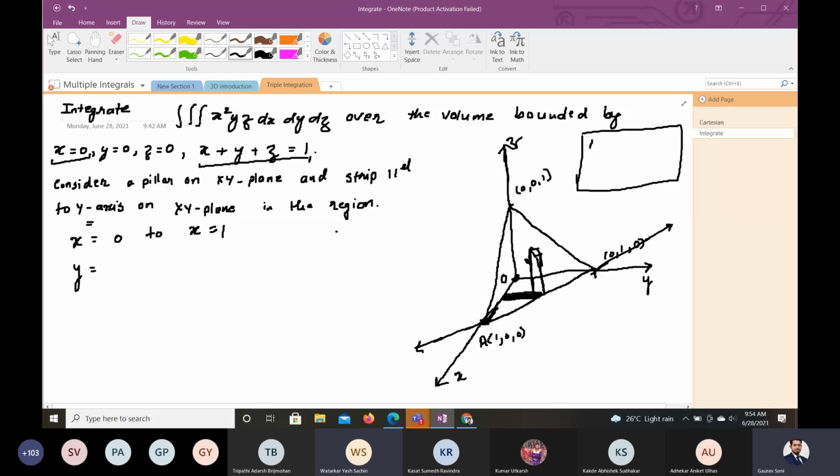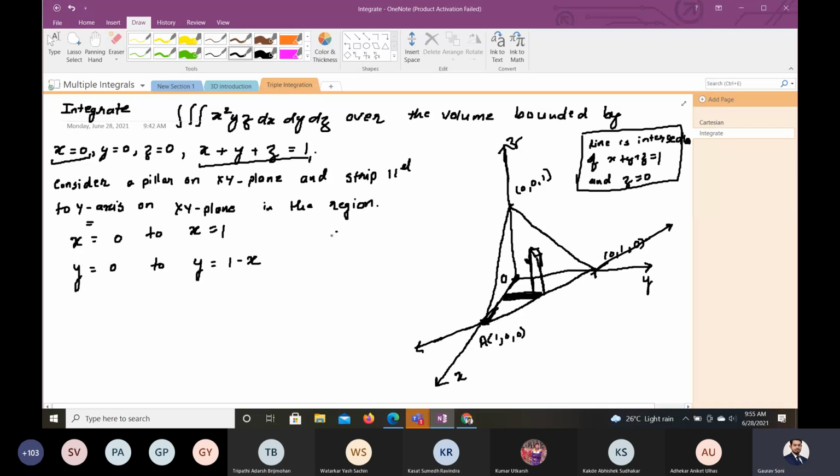The line is, yes, exactly, the intersection of the plane x plus y plus z equal to 1 and the xy plane. The xy plane is z equal to 0. So what is the equation of the line? x plus y equal to 1. So what will be the limit for y? The strip starts from y equal to 0 to y equal to 1 minus x.